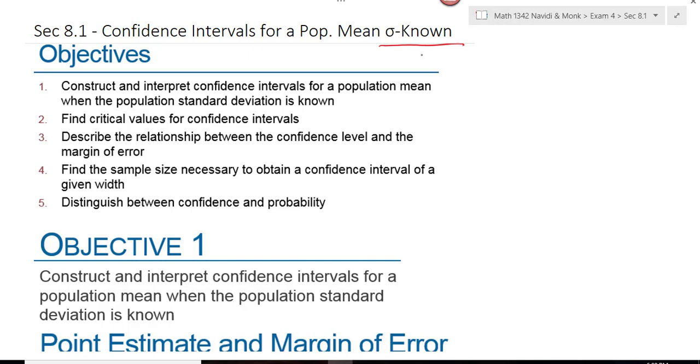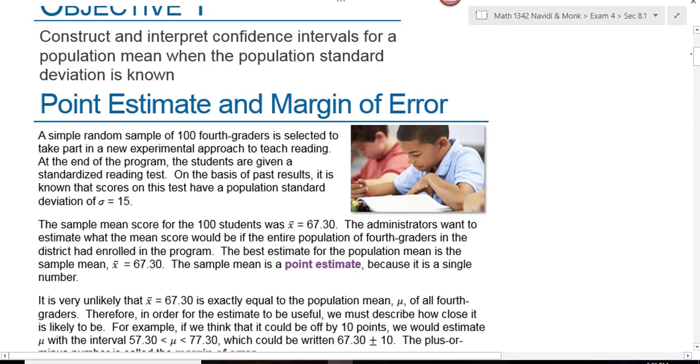There's 5 objectives in this section. Let's get started with objective 1. Objective 1 is to construct and interpret confidence intervals for a population mean when a population standard deviation is known. Keep in mind, this is what we're trying to approximate. Remember, the population mean is mu, x bar is the sample mean. This is your population parameter and your sample statistic.